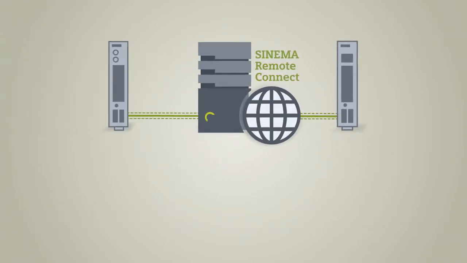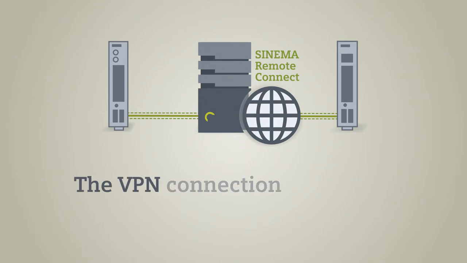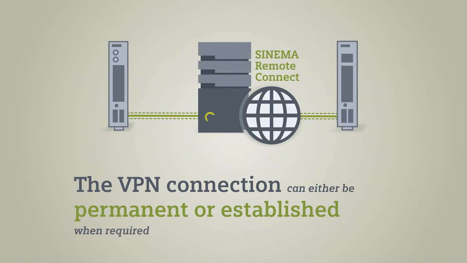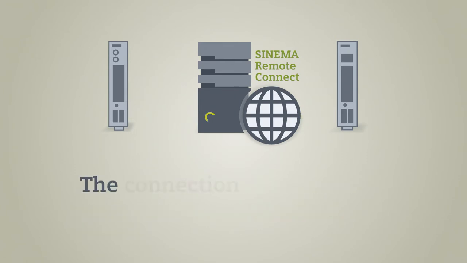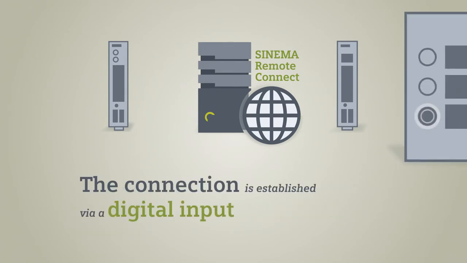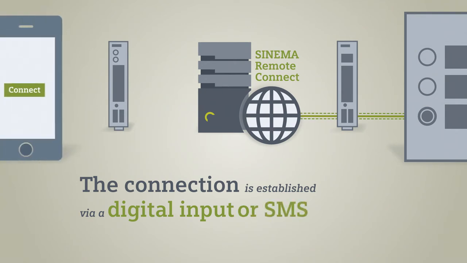The VPN connections between Scalence S615 or Scalence M with the Sinema Remote Connect server can either be permanent or established only when required. This can be controlled via a digital input on site, or with Scalence M via SMS.